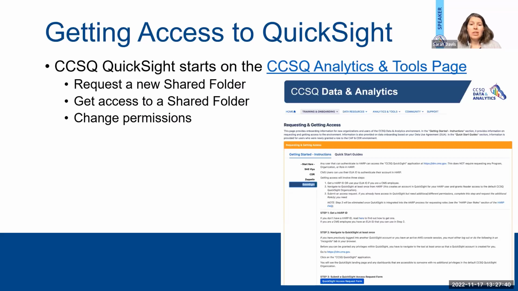A few things that you'll need is your HARP ID or an EUA ID. If this is your first time using Quicksight, we're going to need you to log in because the Quicksight account tied to your HARP ID is not automatically created. We need you to log in once so that it's created in Quicksight.